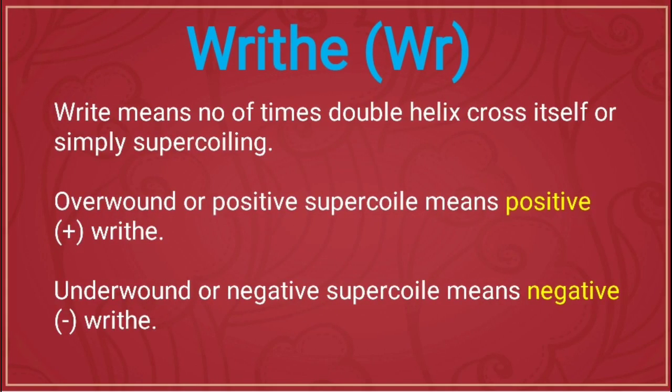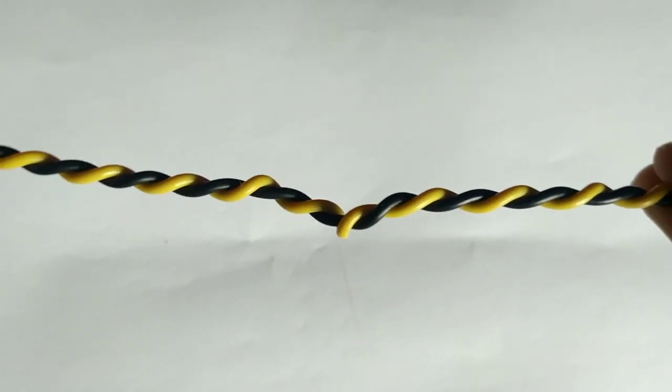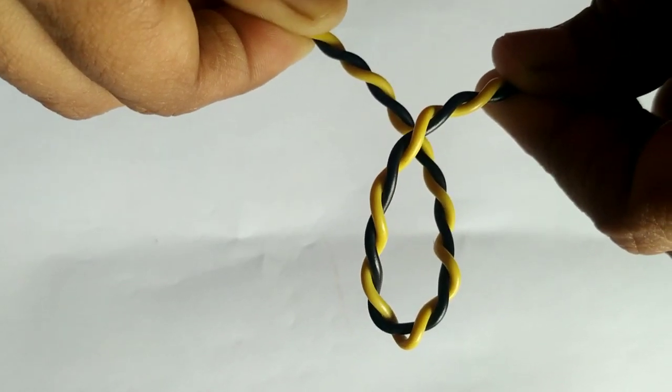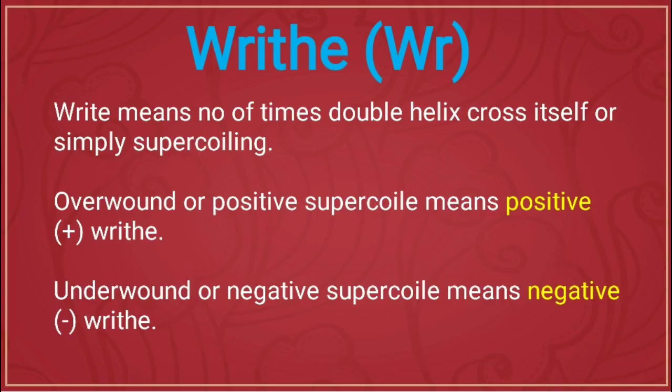The second parameter is called writhe. It defines the number of times the double helix crosses itself, which leads to supercoiling. Suppose this is the double-stranded DNA and when it crosses itself, a writhe is introduced. Writhe can be positive or negative depending on positively supercoiled and negatively supercoiled structure respectively.